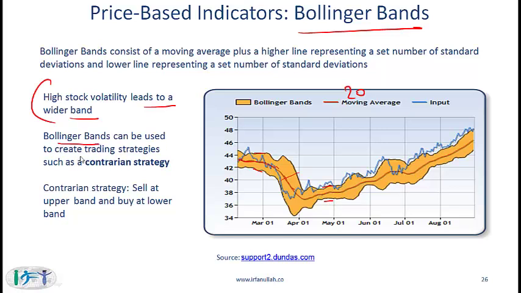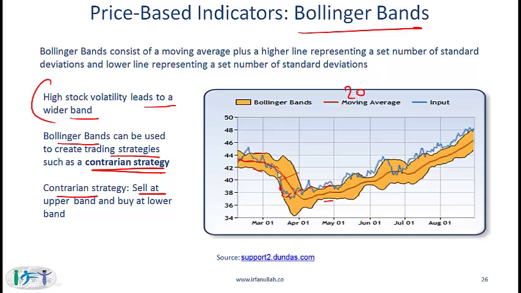Bollinger Bands can be used to create trading strategies such as a contrarian strategy. A contrarian strategy is where you go counter to the market. Now let us understand what our move will be. With a contrarian strategy, we sell at an upper band and buy at a lower band. So notice when the stock price comes near the lower band, what this is basically saying is that the stock price is relatively low compared to the moving average, and this is a sign that we should buy.